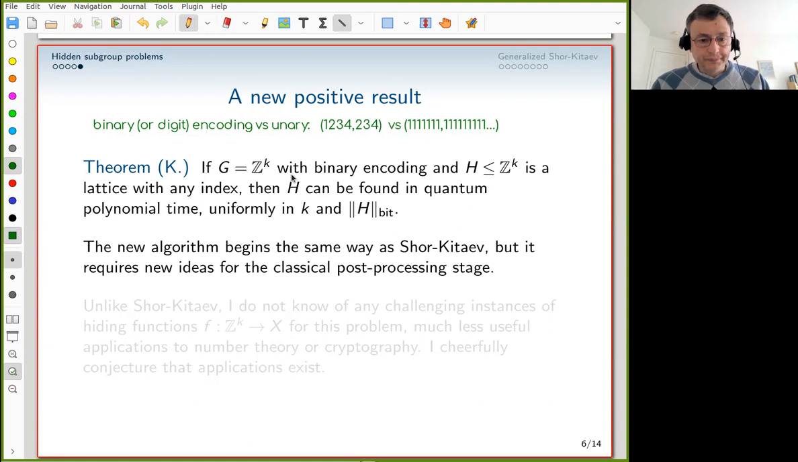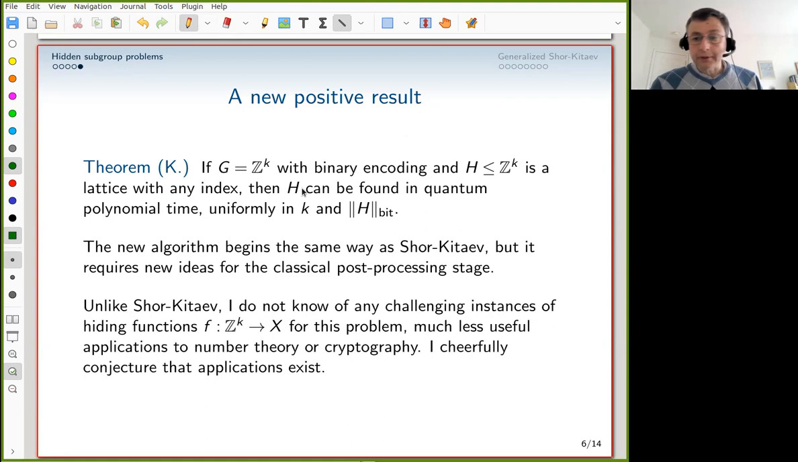By the way, my algorithm, even though it does achieve uniformity in the dimension, is of interest even in dimension two. There's even something new to do when k equals two, just in the discrete lattice plane, in the integer plane, it's already doing something interesting. Now, unlike Shor-Kitaev, I don't know of any challenging instances of hiding functions. You can make a lame hiding function by putting the hidden subgroup directly into the algorithm to compute f. The reductions actually have some of that.